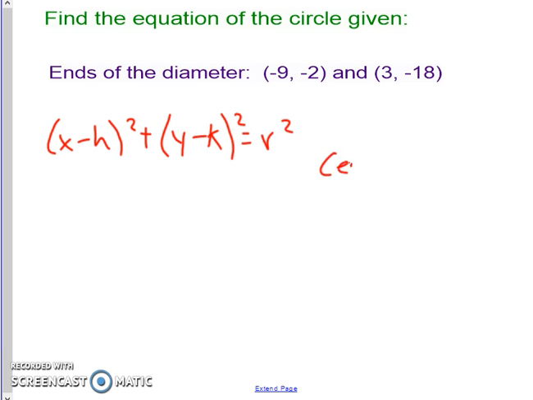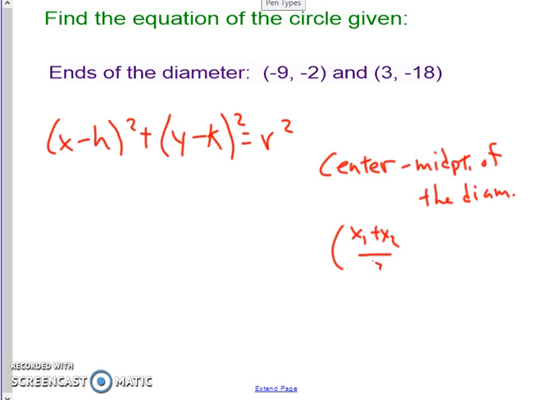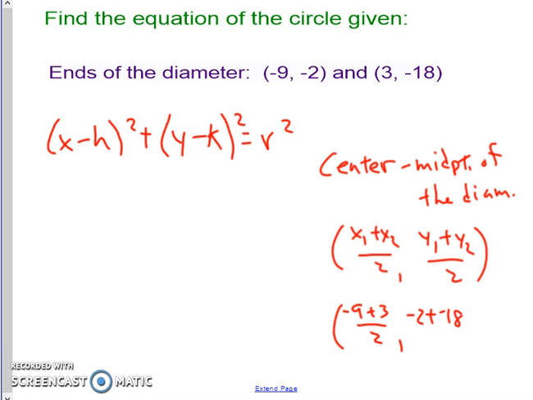Well, in our case here, the center would be the midpoint of the diameter. The diameter crosses through the center of the circle. So if we use our midpoint formula, which hopefully you remember, is simply adding together your x's, dividing by 2, and adding together your y's, and dividing by 2. So we would have negative 9 plus 3 divided by 2, negative 2 plus a negative 18 divided by 2.